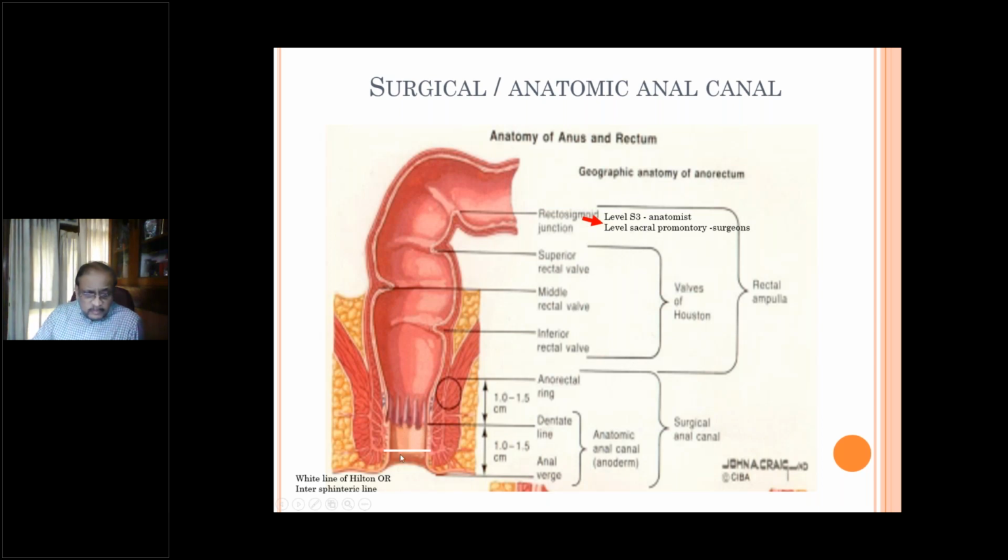Now, between the anatomical anal canal and the anal verge, you've got the white line of Hilton, or the intersphincteric groove. We'll talk about that in one of the future slides. So just to make the anatomy clear, you've got the surgical anal canal and the anatomical anal canal, and the anatomical anal canal is further subdivided into two by the white line of Hilton. So we've got three major parts to the anal canal.